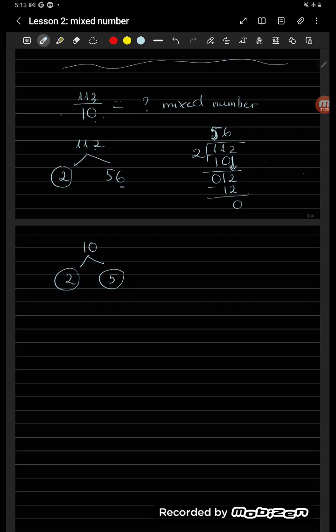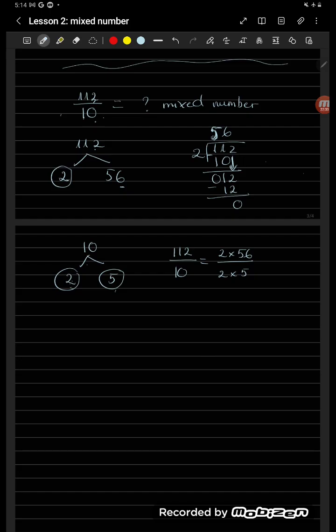Because 10 only has one number 2, we only need one number 2 from 112. We have one number 5 here, but we cannot break down 56 as 5 times anything because 56 cannot divide by 5, so we don't need to break down 56 more. So in this case, 112 over 10 can be written like this, right?